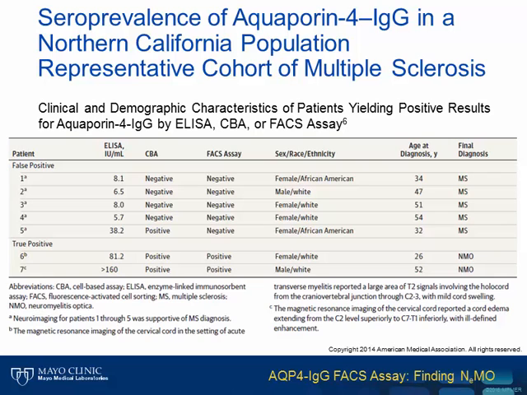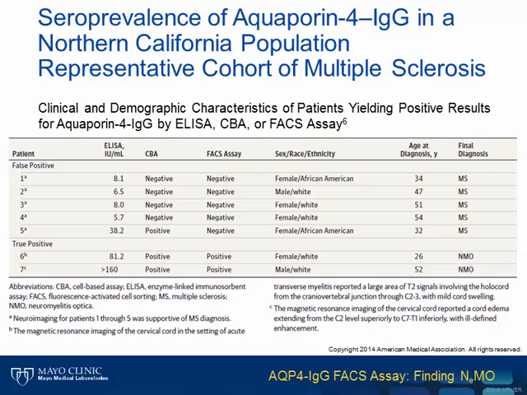We also need to think about specificity when it comes to comparison of our new FACS assay or cell-based assays with some of the other assays, for example, ELISA. This is a study where, in collaboration with Lisa Barcelos, we tested approximately 1,000 patients who were in her Northern Californian population representative cohort of multiple sclerosis.